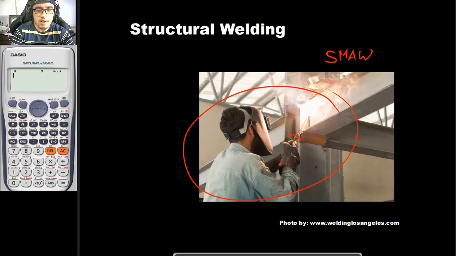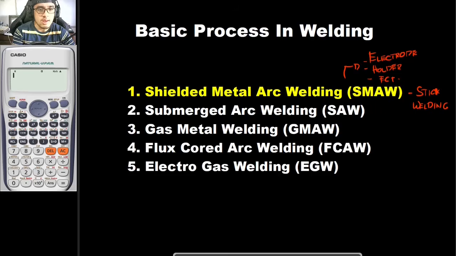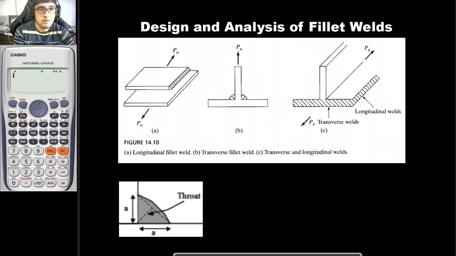This one right here is your electrode holder. This one right here is your disposable or consumable welding rod or electrode. So that is for SMAW. So in the design and analysis of fillet welds, by the way, we would be focusing on fillet welds.